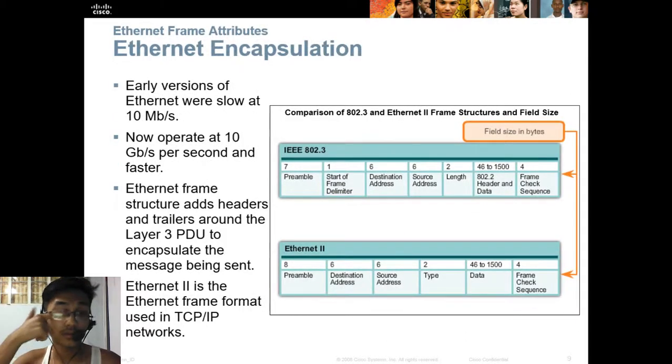Ethernet encapsulation. Early versions of Ethernet were slow at 10 megabits per second, and now operate at 10 gigabits per second and faster. The Ethernet frame structure adds headers and trailers around the layer 3 PDU that encapsulate the message being sent. Ethernet II is the Ethernet frame format used in TCP/IP networks.